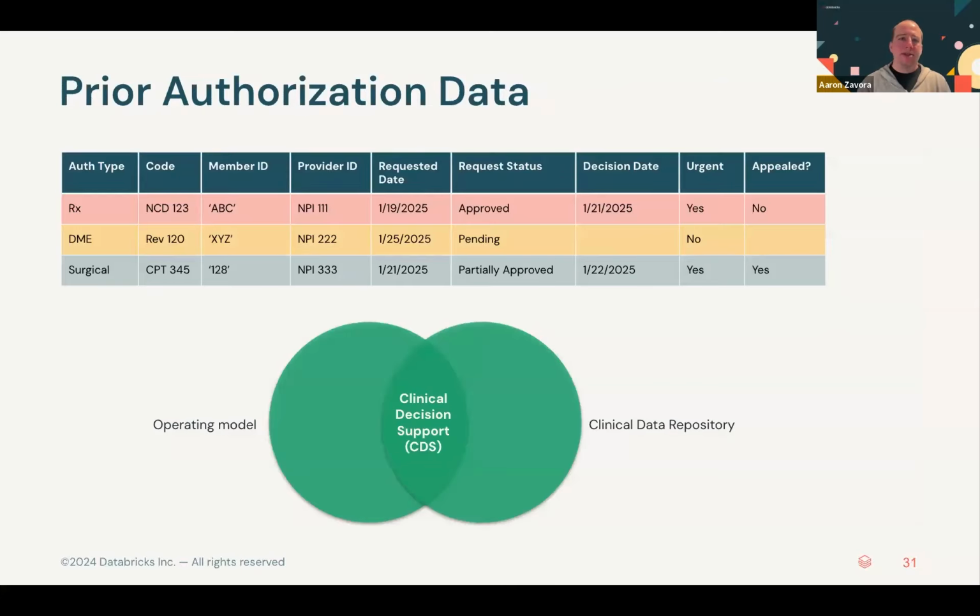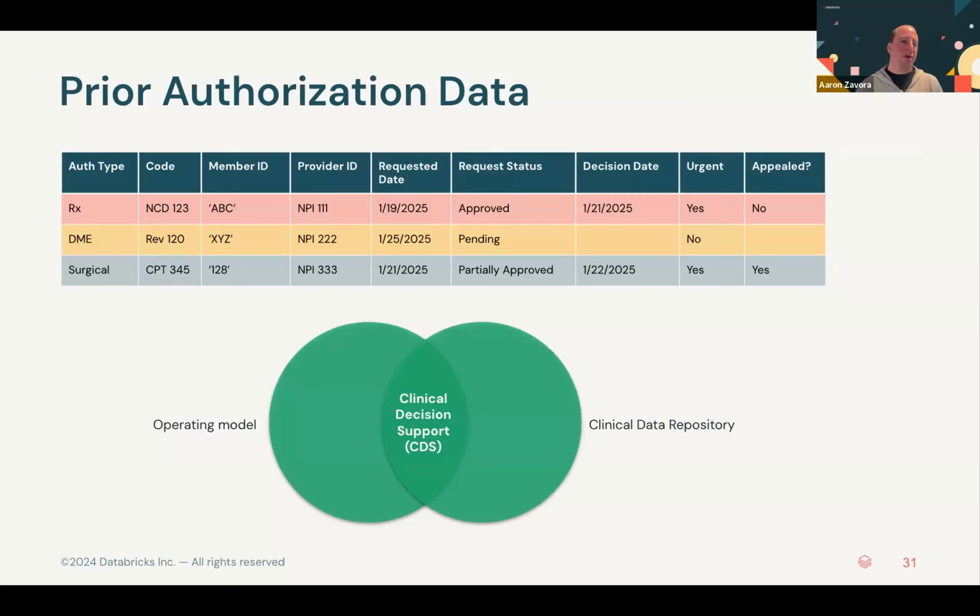If you would look behind the scenes of what that data really looks like, here's an example of the 3 types of prior authorizations across pharmacy, durable medical equipment, like a hospital bed, and surgical. And I would say that your data sets around this are typically in 2 different spheres. One is just your operating model data, which is what's shown here.